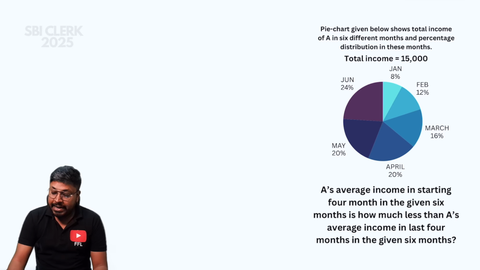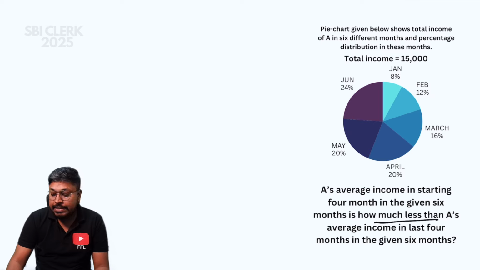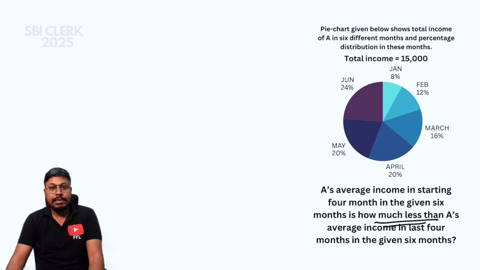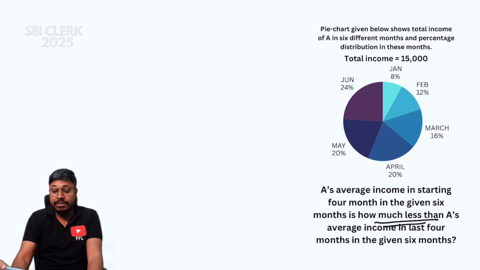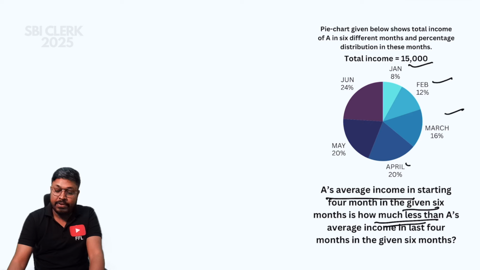So A's average income in starting 4 months in the given 6 months is how much less. See, it is not how much percentage less. They are just asking how much less. That means we have to find the value in the difference, right? That means we should not get the answer in terms of percentages. We need to find the exact value. So out of 6 months, first 4 months average income. So Jan, Feb, March and April, first 4 months.